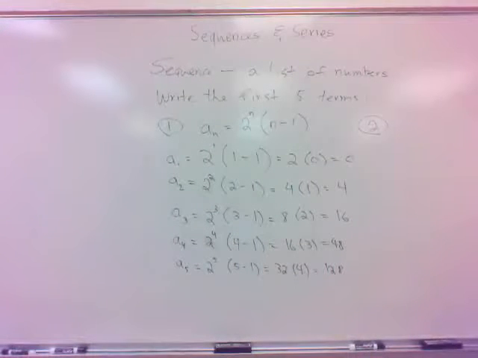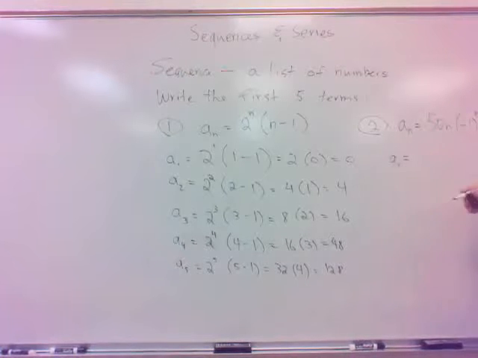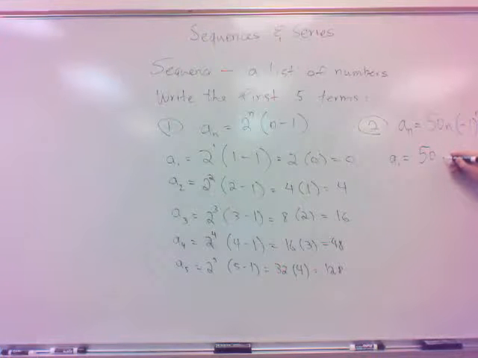Let's see. Number 2, an interesting thing happens on this one. This one's 50n times negative 1 to the nth power. Does anybody know what's going to happen on that one? Well, a sub 1, that's just n is 1. We do start, unless otherwise noted, with n is 1. So that would be 50 times 1, 50, times negative 1 to the 1.